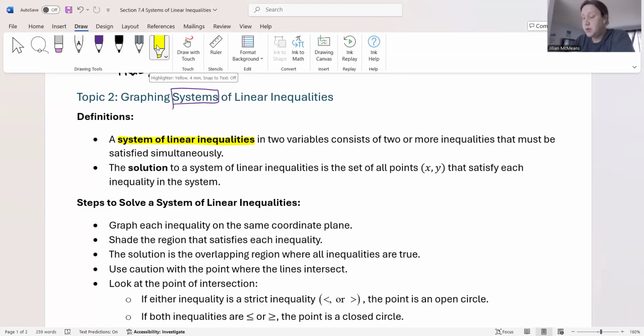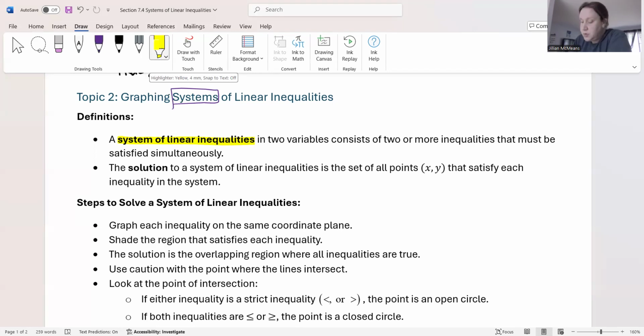Because remember, with a linear inequality in two variables, you're not dealing with just a line. You're dealing with a line, maybe the points on the line, maybe not, depending on the inequality symbol. And then you're dealing with a half plane that is shaded. Okay, so how do we talk about the solutions to systems of linear inequalities in two variables?